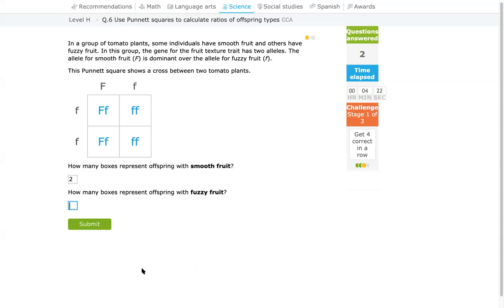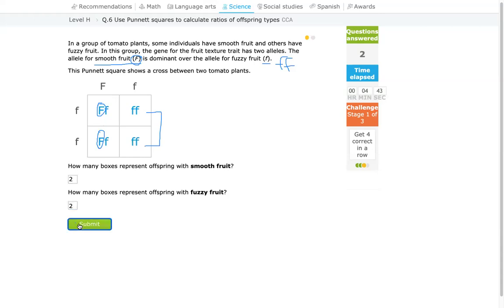Three. Wait a minute. We have Miss Loria saying it's going to be 2 out of 2. So smooth fruit is capital F. So anything with a capital F is going to be smooth. But it's only 2 with capital F. Fuzzy fruit is going to have 2 lowercase f. So it's 2 and 2.